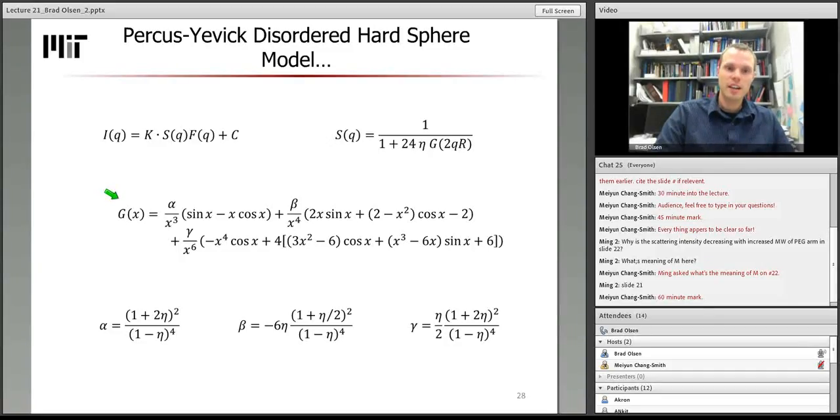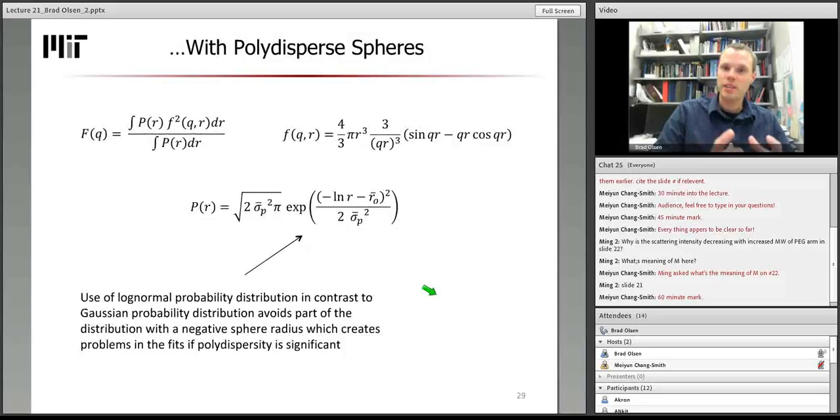G of 2QR is then given by this function shown here with different constant coefficients, alpha, beta, and gamma, which are all a function of packing fraction eta. Now, one important thing to note is that for many of these copolymer systems, the Percus-Yevick disordered hard sphere model has to incorporate polydispersity in the spheres in the system. And so you can incorporate polydispersity essentially by averaging over the size-dependent form factor for a given sphere.